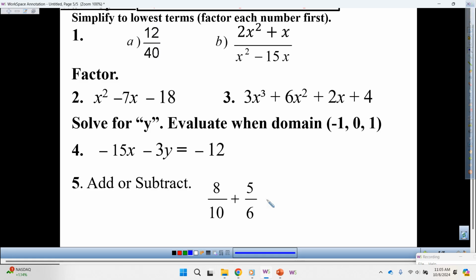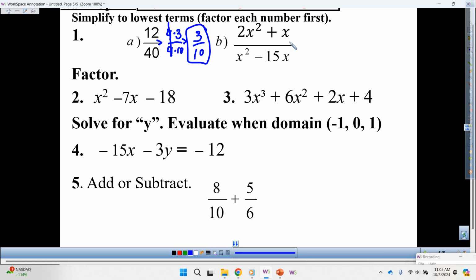All right. So for the sake of time, I'm going to go over the warm-up once more just to make sure we got it. Here we go. Number 1A, GCF for those two numbers is... Is it 4? Yeah? Let's see. 4 times 3 and 4 times 10. Giant 1. So this is 3 tenths. Looks about right.